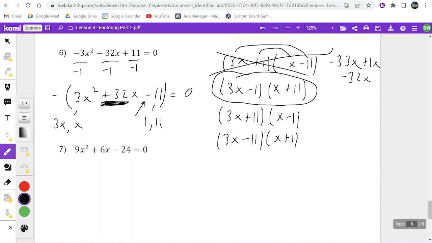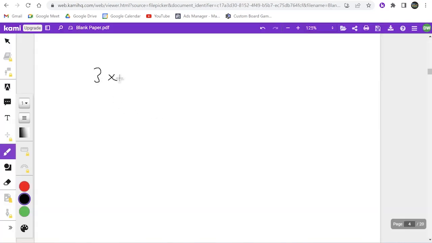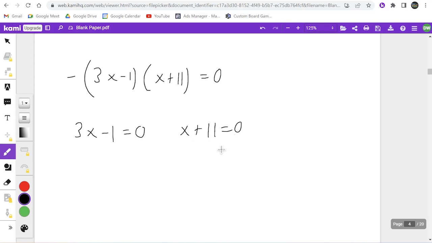So now, let me write it on a different sheet of paper. 3x minus 1 times x plus 11 equals 0. And don't forget the minus sign out in front. All that's important. And then how are we going to solve for x? Basically, I'm going to ignore the negative. It really does not matter. All I need to do is say 3x minus 1 equals 0 and x plus 11 equals 0.